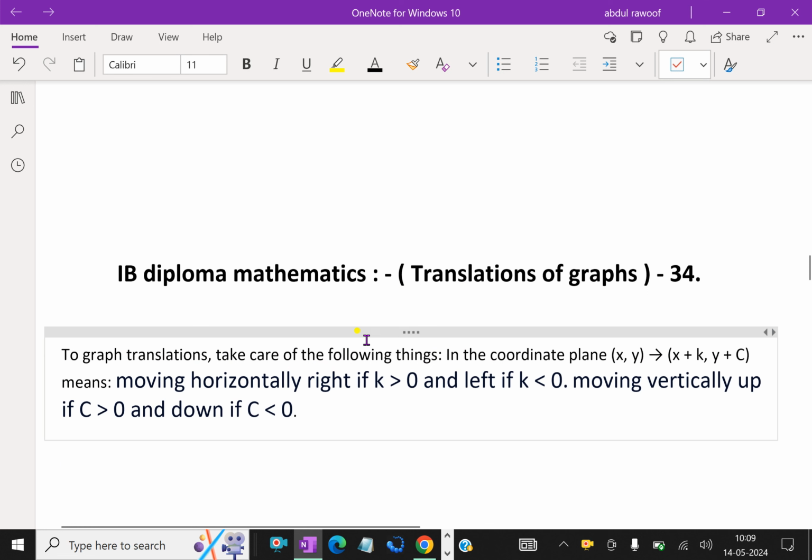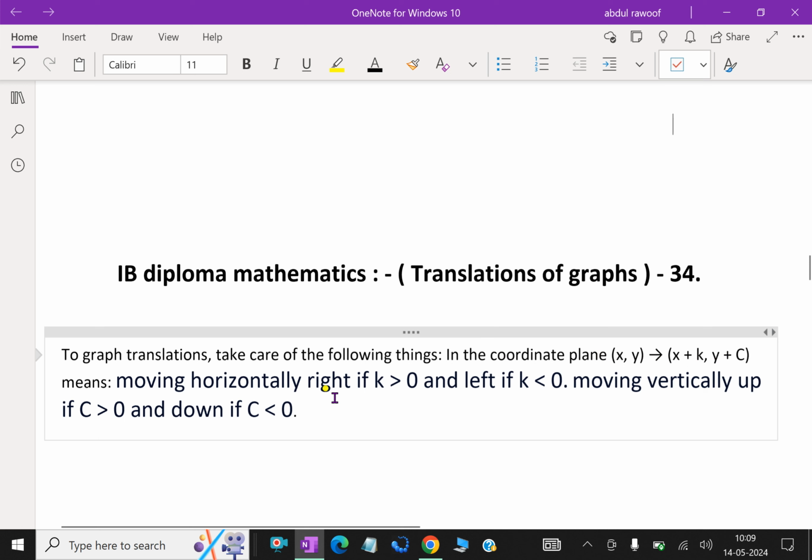Look at here. The graph translations take care of the following things. First, in the coordinate plane xy, the point (x, y) gives (x plus k, y plus c). That means k distance moves in the x direction, and c distance moves in the y direction.